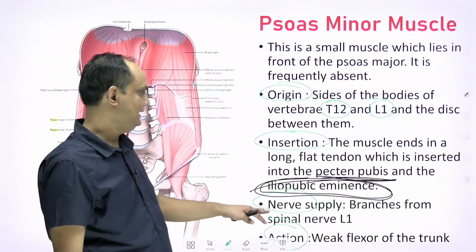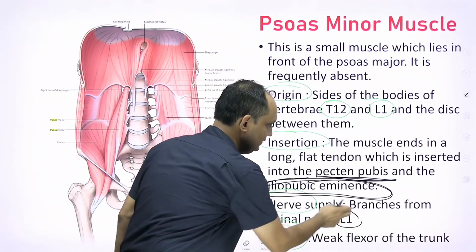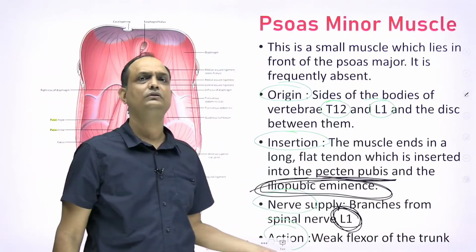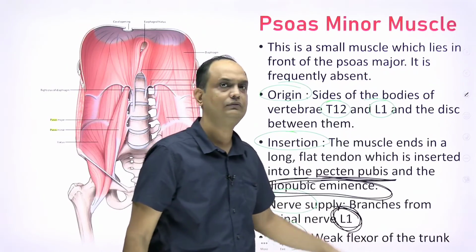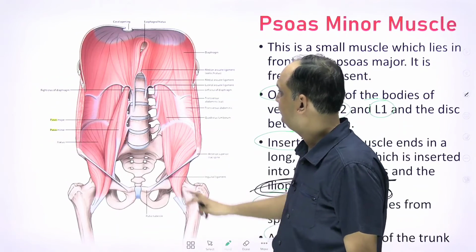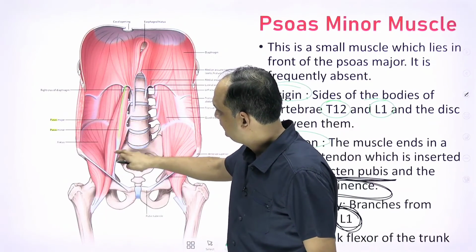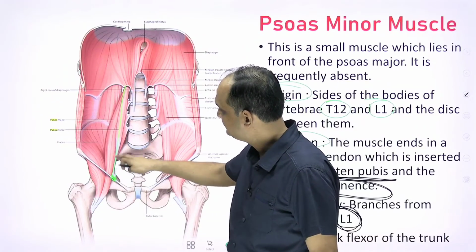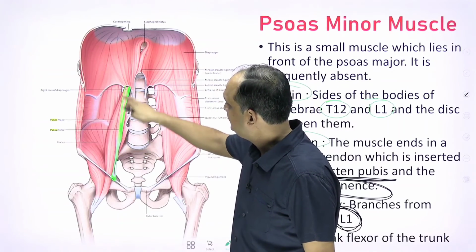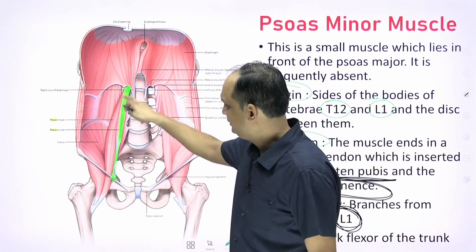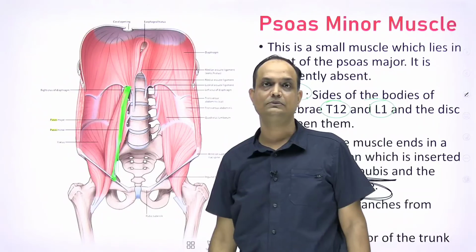What is the nerve supply? It is supplied by the spinal nerve L1. And what is the action? Because it is a very weak muscle, it causes very weak flexion of the trunk. Now here you can see where the muscle is. Now this is the psoas minor. Now this psoas minor will end at this point only, that is at the iliopubic eminence, and this psoas minor is arising very high from T12 to L1, and this muscle lies on the anterior aspect of the psoas major.